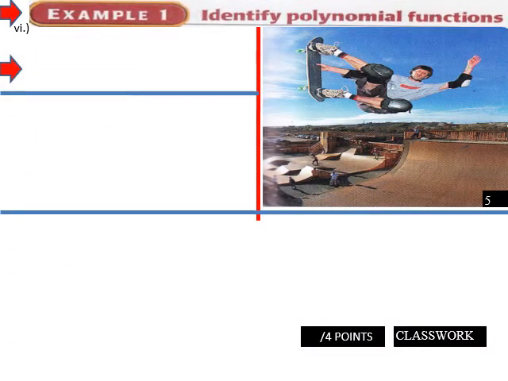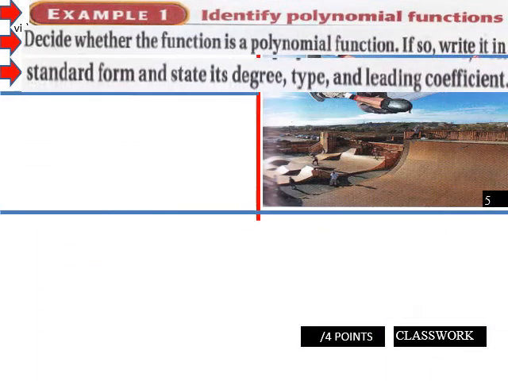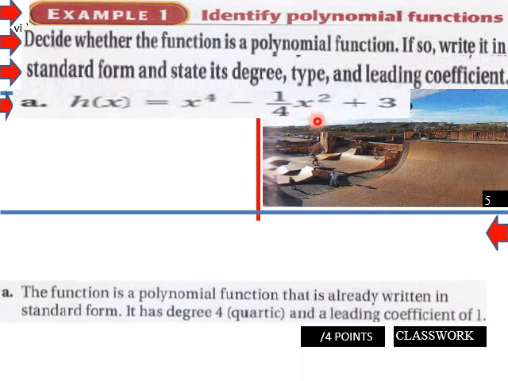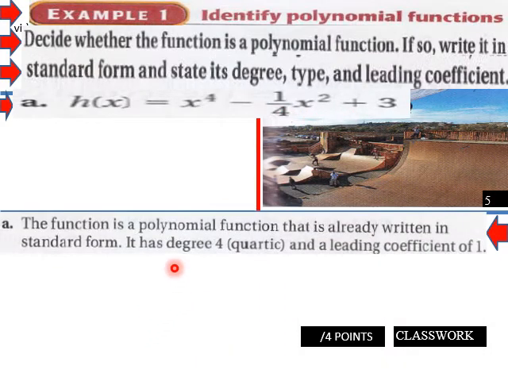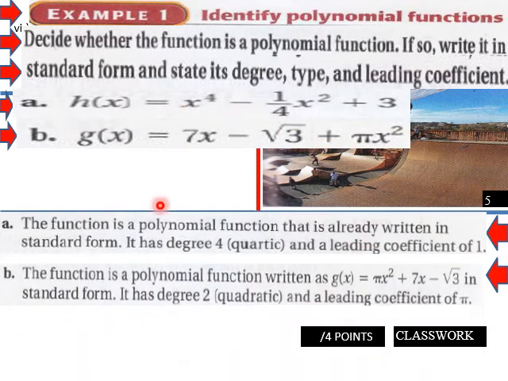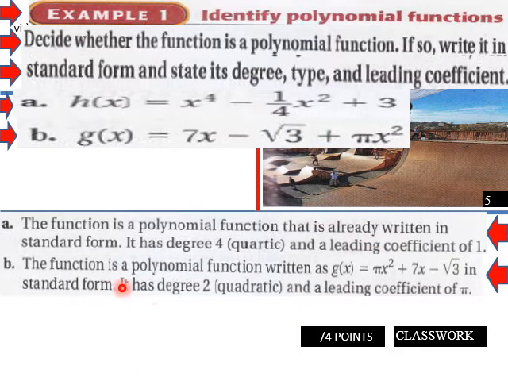So example 1, identify polynomial functions. Decide whether a function is a polynomial function. If so, write it in standard form and state its degree, type, and leading coefficient. The function is a polynomial function. It's already written in standard form. It has degree 4, here's the 4th degree, and a leading coefficient of 1. So B, the function is a polynomial function.